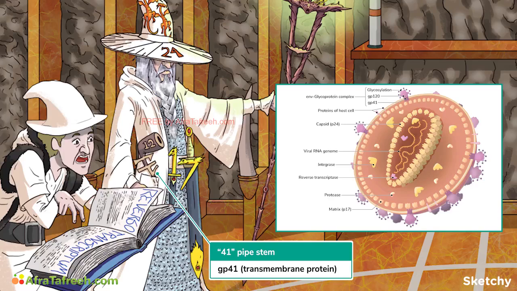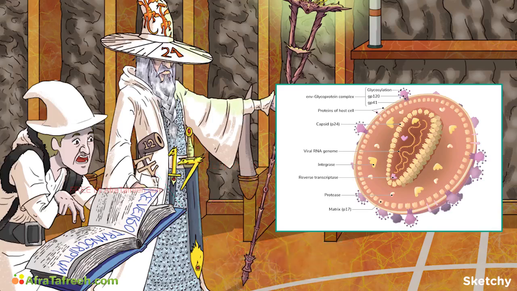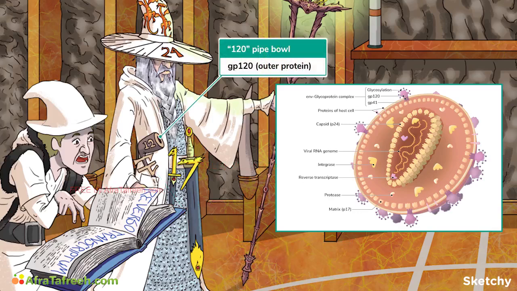GP41 is a transmembrane protein, so we have 41 here on the stem, or the mouthpiece of the pipe. Also, notice that the stem of the pipe is reaching deep into the Wizard's enveloping robe pocket, just like a transmembrane protein extends deep into the membrane of the envelope. GP120 is the outer glycoprotein that will eventually come in contact with host receptors. So we've incorporated a 120 into the outermost part of the pipe here, the bowl of the pipe.